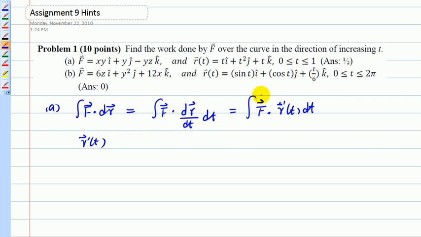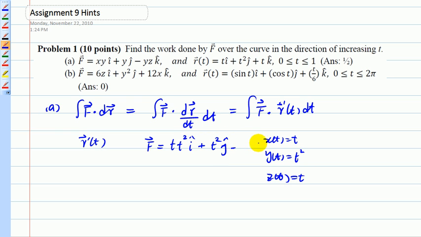So how about this F here? For the F here, you need to replace the x, y, z components of the vector field with your x(t), y(t), and z(t). So x(t) is t, y(t) is t squared, and z(t) is t. So the F vector field is t squared plus t squared minus yz, which is t cubed. So this is your F vector. Sorry, this is t cubed.